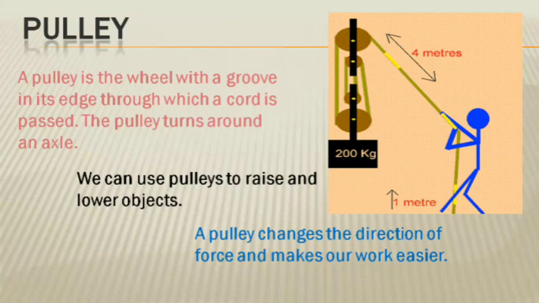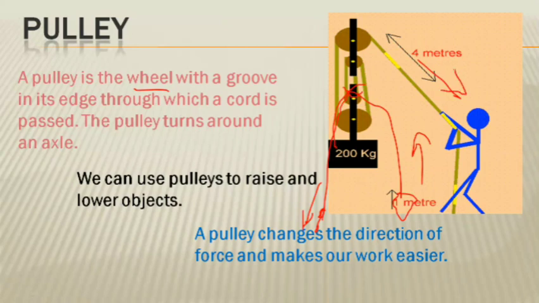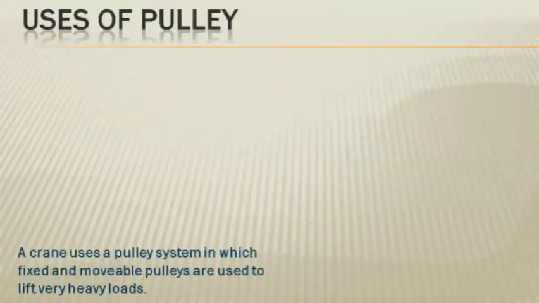A pulley changes the direction of force and makes our work easier. Like we apply force downward and the object is moving upward. So it changes the direction of force also.